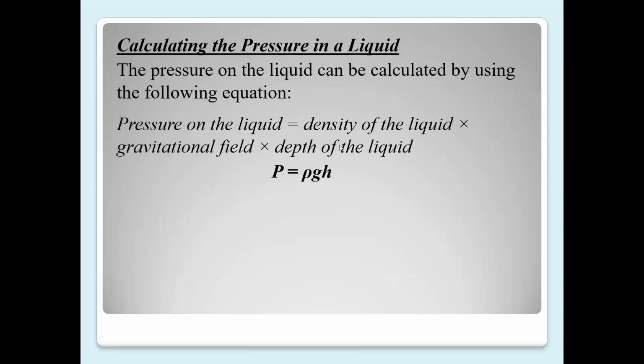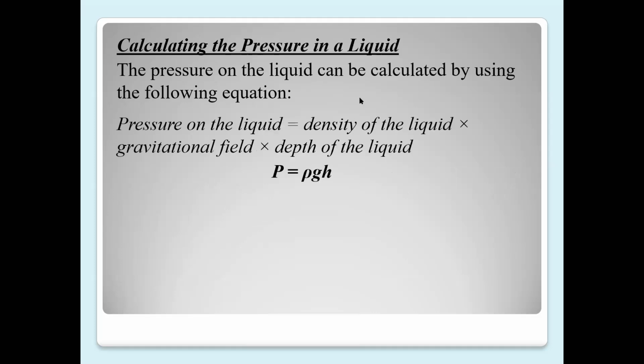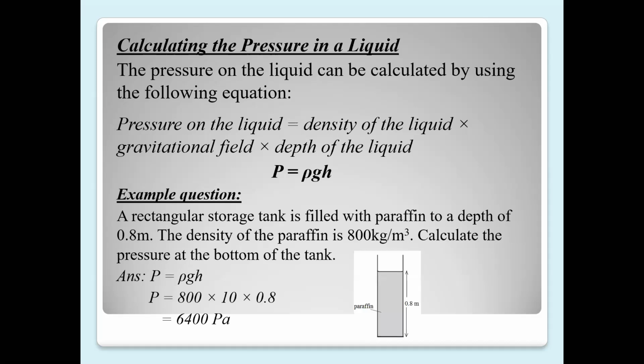So if you want to calculate the pressure exerted by the liquid, I will give more examples. A rectangular storage tank is filled with paraffin at a depth of 0.8 meters. So the depth of the liquid is 0.8. The density of the paraffin is 800 kilogram per meter cube. Calculate the pressure at the bottom.